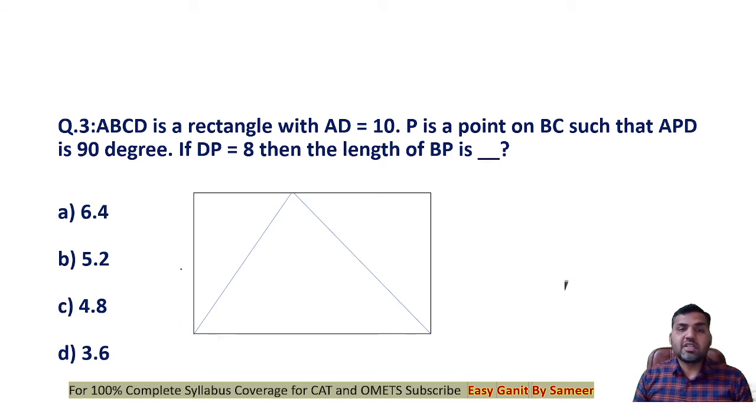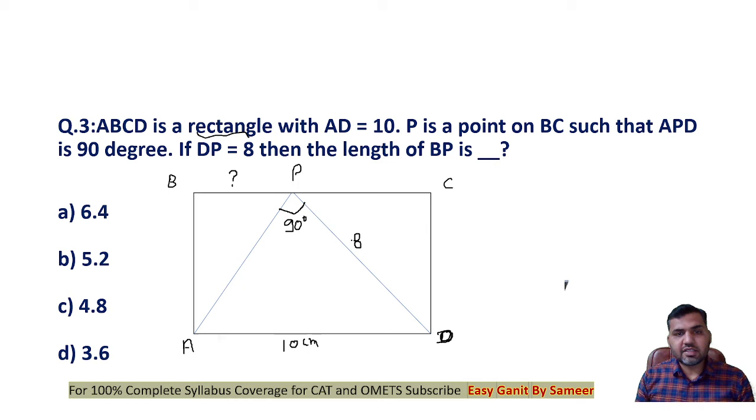It says that ABCD is a rectangle with AD 10. P is a point on BC such that angle APD is 90 degrees. So this is ABCD, and this angle APD is equal to 90 degrees. The length of DP is 8 centimeter. We are supposed to find out the length of BP, and the length of AD is given to me as 10.